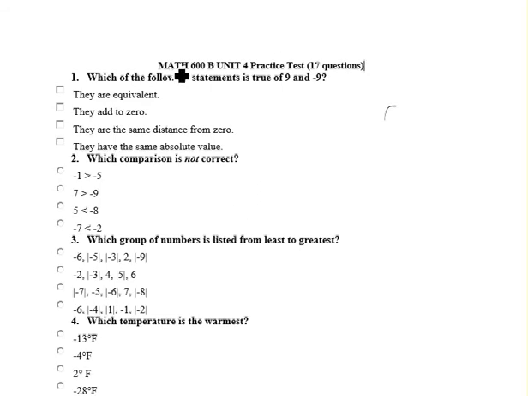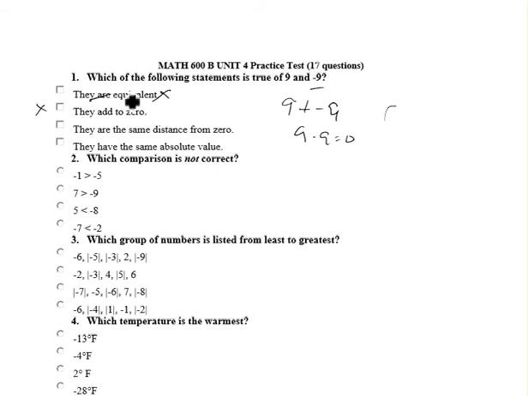Which of the following statements is true of 9 and negative 9? So we have two numbers. This is 9 units to the right of 0, and this is 9 units to the left of 0. They are not equivalent, so that's not true. They add to 0. Yeah, if you had 9 plus a minus 9, which we usually just write as 9 minus 9, you'd end up at 0. If you combined them, you would be at 0. That's true. So let me put a line through that.